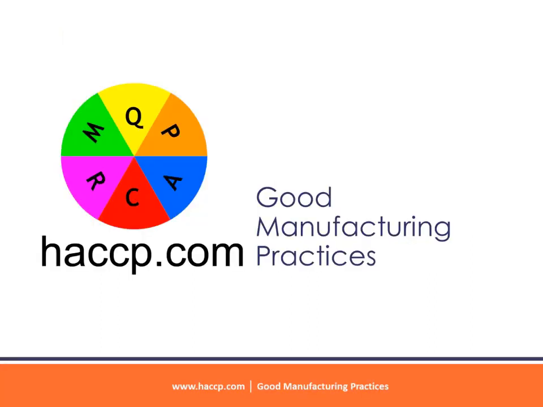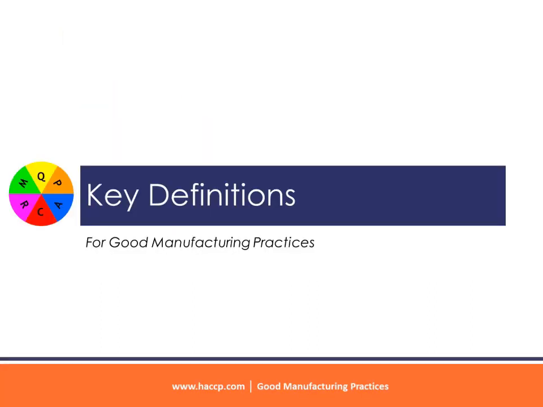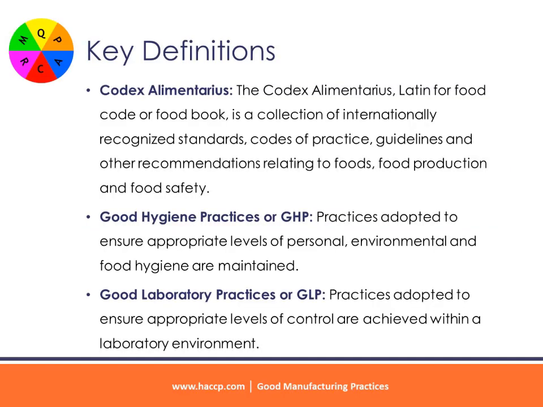Good manufacturing practices. Key definitions for good manufacturing practices. Codex Alimentarius. The Codex Alimentarius, Latin for food code or food book, is a collection of internationally recognized standards, codes of practice, guidelines and other recommendations relating to foods, food production and food safety.